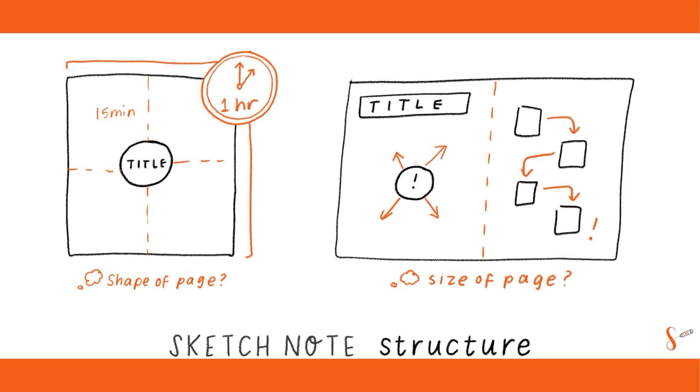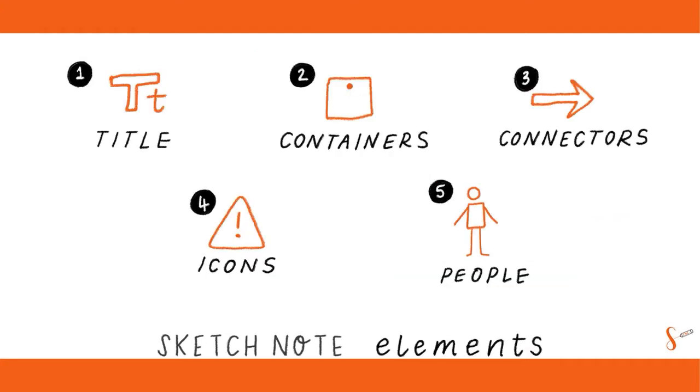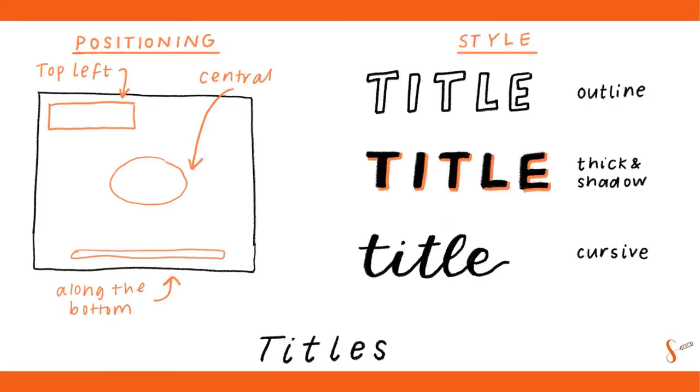Planning and using knowledge beforehand will keep you organised and in control of your page, and it will help you leave enough room for everything. I know this is something a lot of people struggle with, and I think this tip will be really useful. So remember, plan your page as much as you can first and take away some of that stress. So we've covered structure and plan. We can now move on to the elements of a sketch note. This slide shares my 5 must-know elements for your sketch notes, and they're titles, containers, connectors, icons, and people. Let's jump into titles for a bit more information.